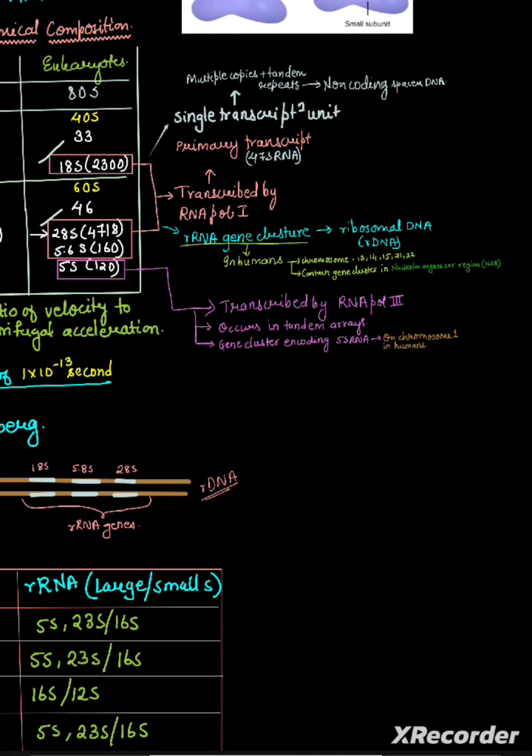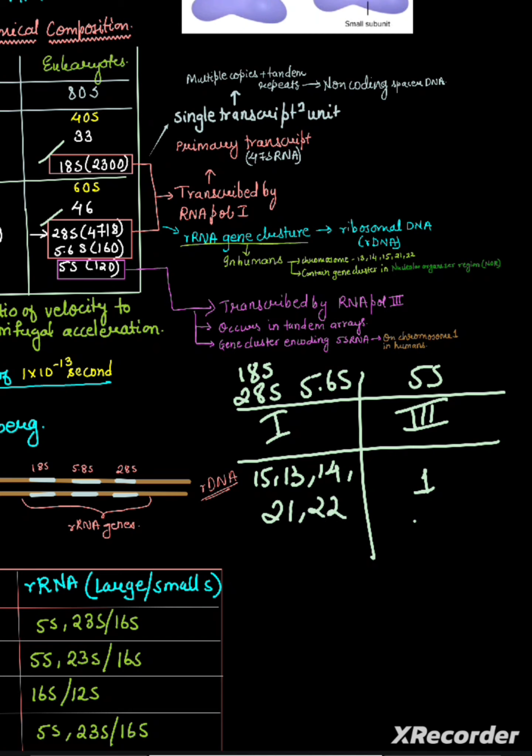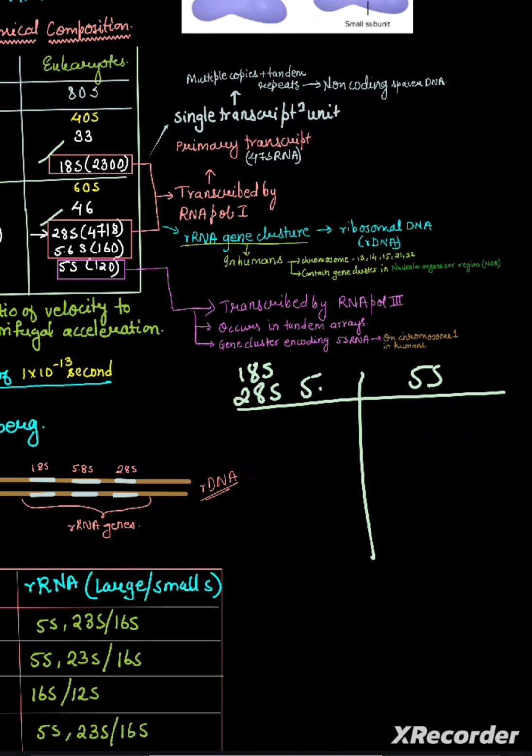So the basic idea here is that you have two different things. You have 5S on one side, and all these three, that is 18S, 28S, 5.8S, on the other. The 5S is transcribed by RNA polymerase 3 and is present on chromosome 1. The other three are transcribed by RNA polymerase 1 and are present on chromosomes 13, 14, 15, 21, 22. So that's the basic difference here.